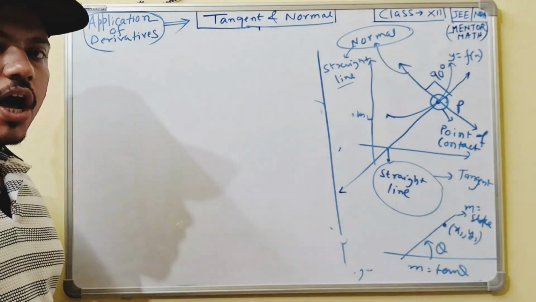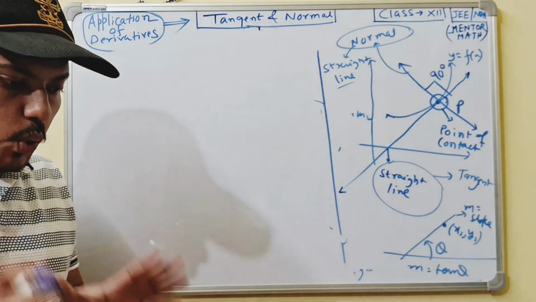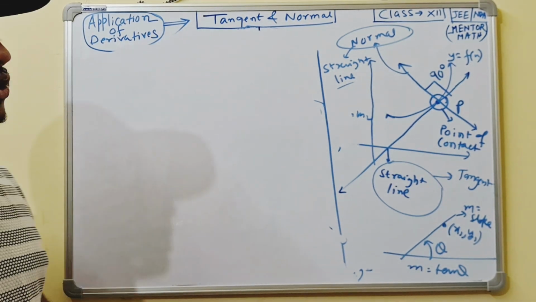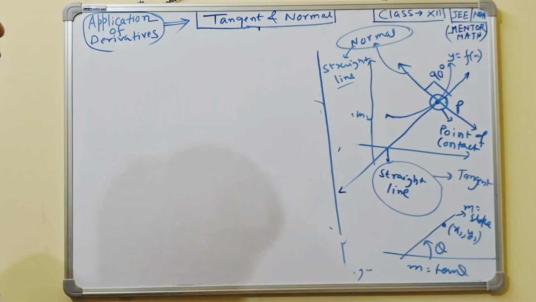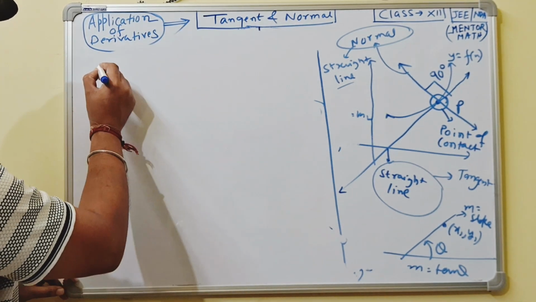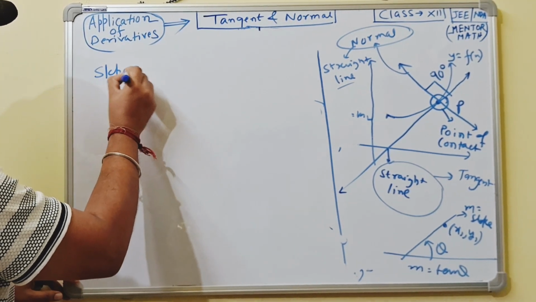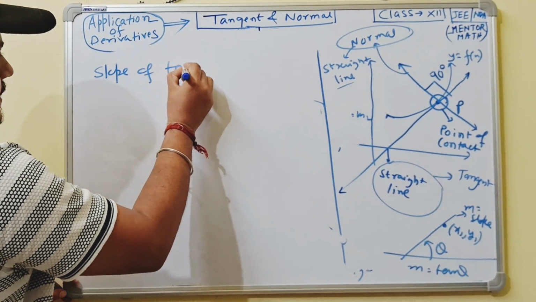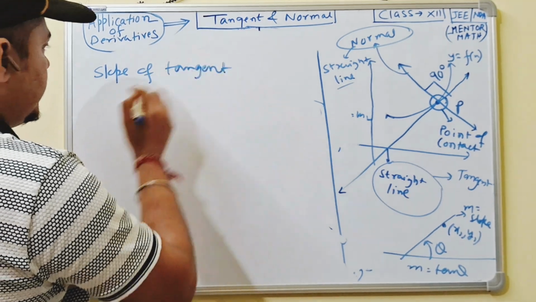Next. Now the review is done. So you know that there are 7 topics you have to know to solve the equation of tangent and slope of tangent. Okay. So now we come to the slope of tangent.